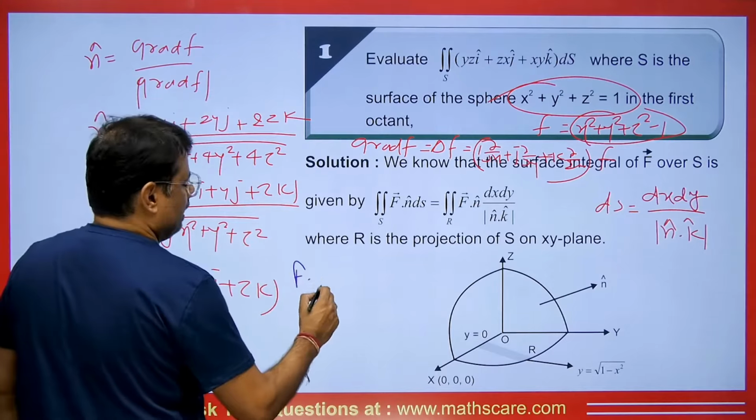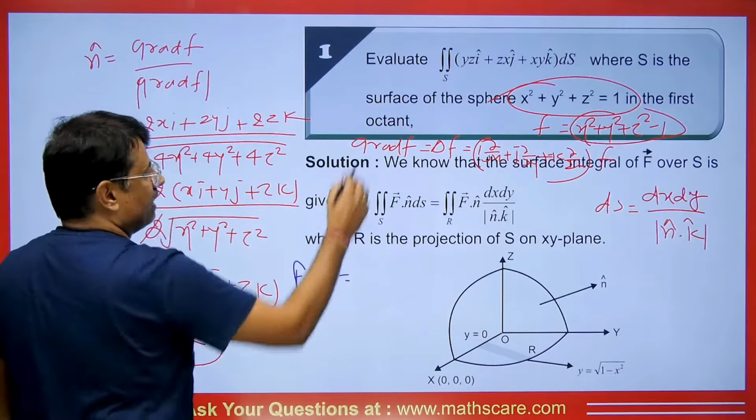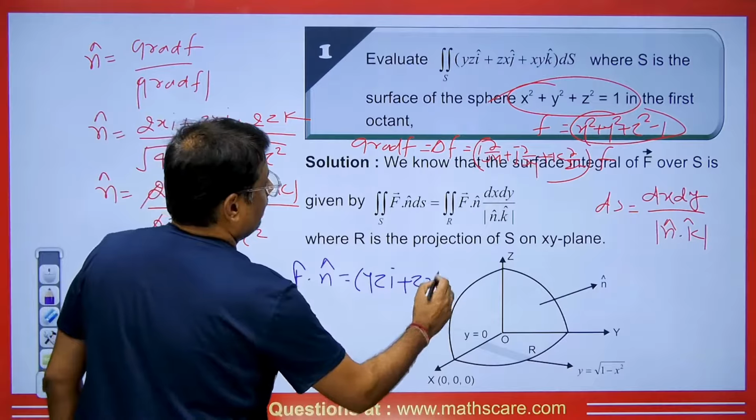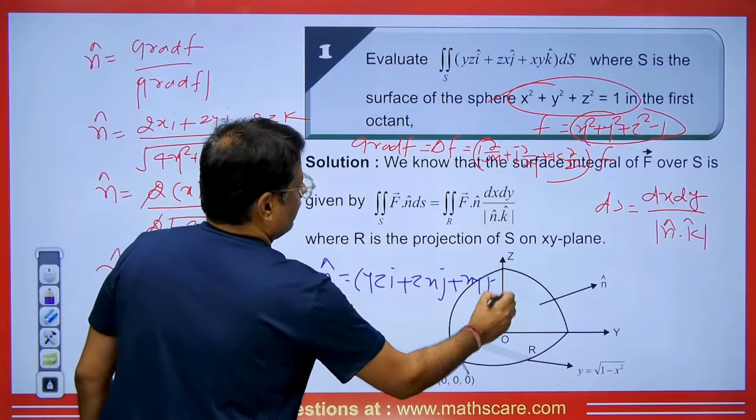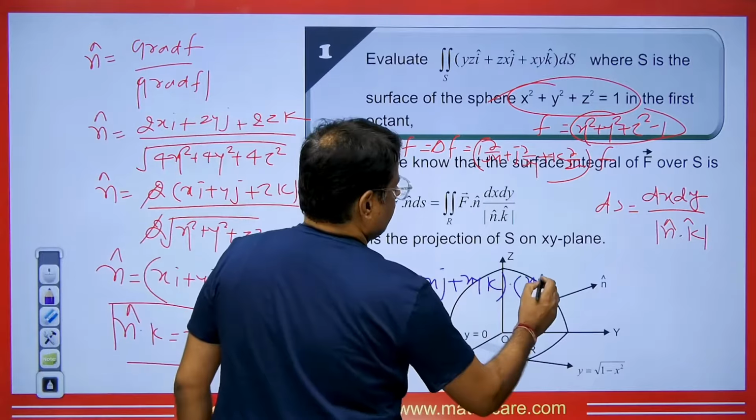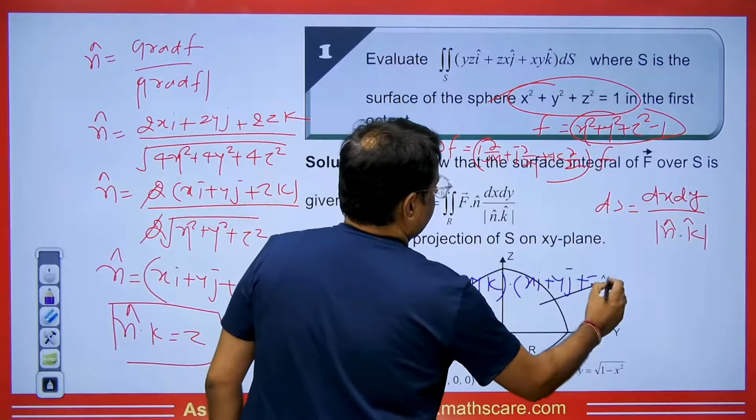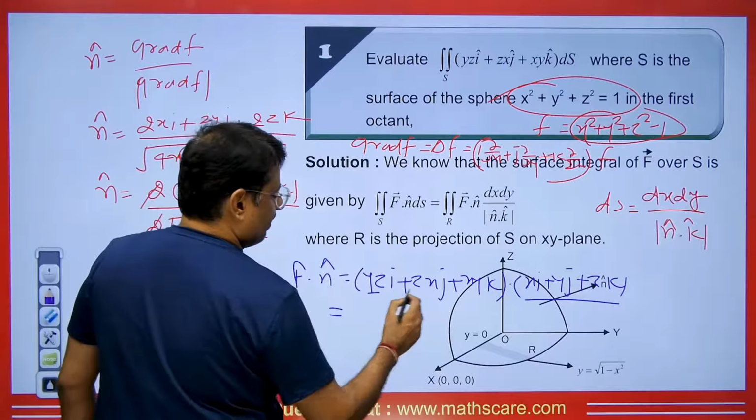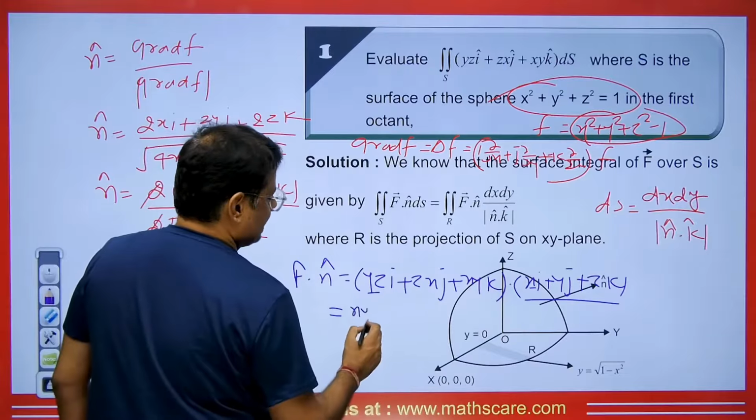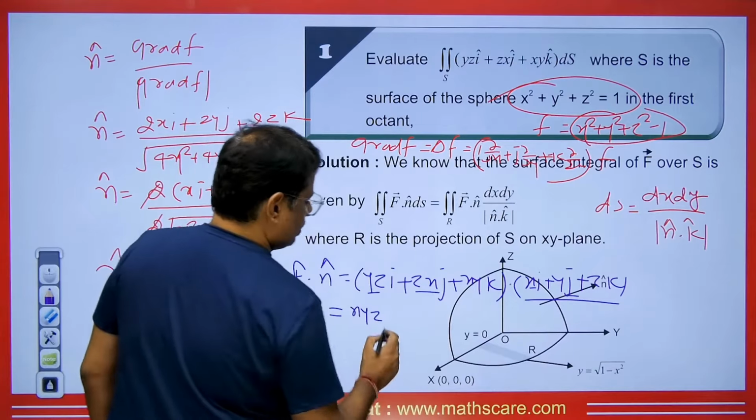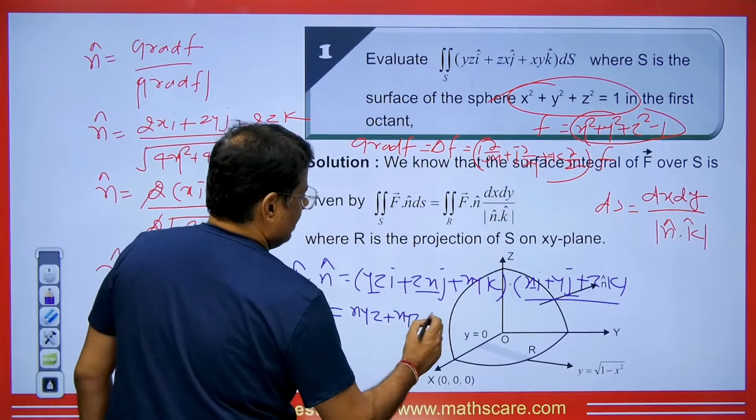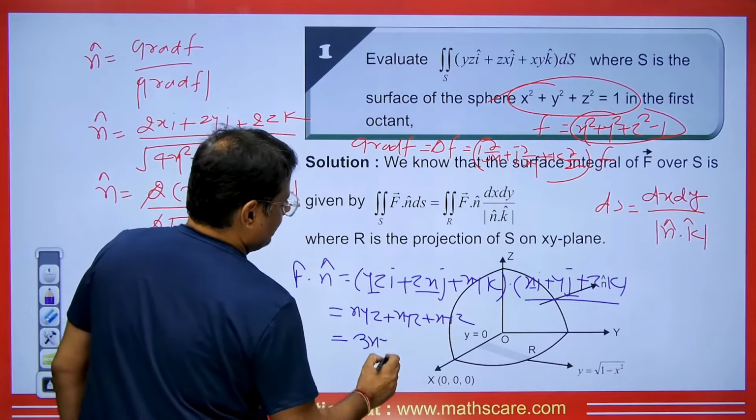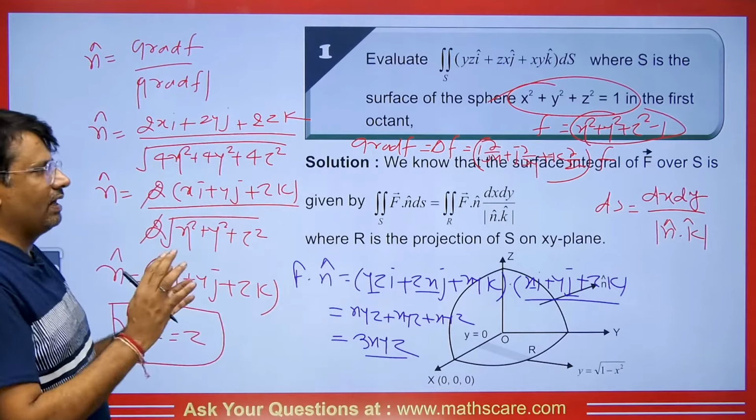So f dot n cap: f is given as yzi plus zxj plus xyk, dot xi plus yj plus zk. This is the value of n cap. When we solve this, i dot i is 1. So this is yz and this is x. We will get xyz. j dot j is also 1. So this will also be xyz. k dot k is 1. So this will also be xyz. So the value we get will be 3xyz. Look, we got all the values.